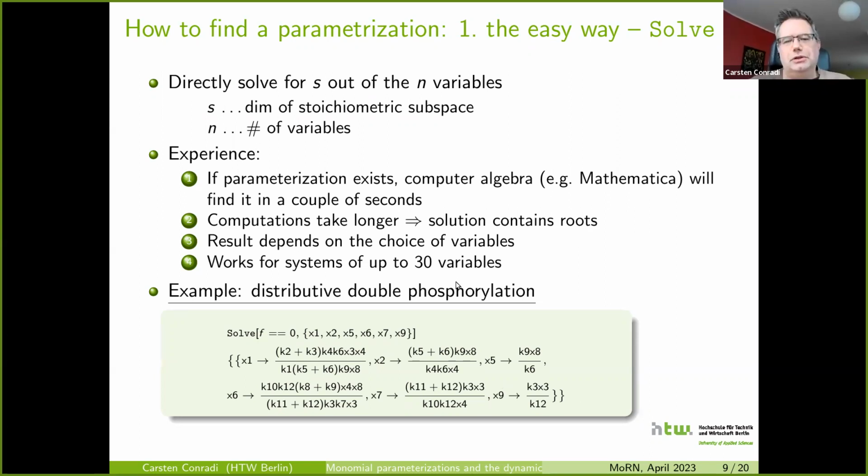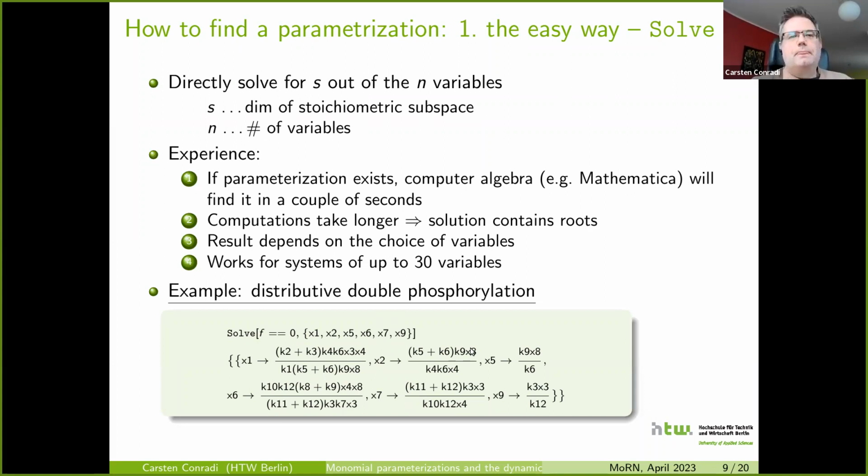An example, one of the earliest parameterizations that I came upon in my career, when I was still a PhD student, was this two-site phosphorylation system, the distributive two-site phosphorylation system. It's a system with 9 variables and 3 conservation relations. By playing around, I discovered that if you, for example, solve for these 6 variables, you get this very nice parameterization. And if you look carefully, you can read off the vector psi and the matrix A from this.